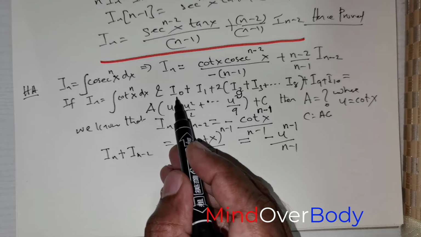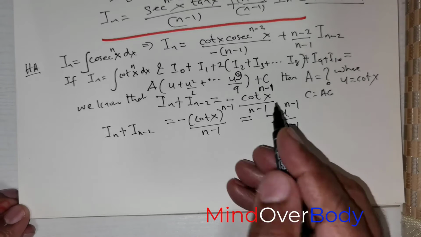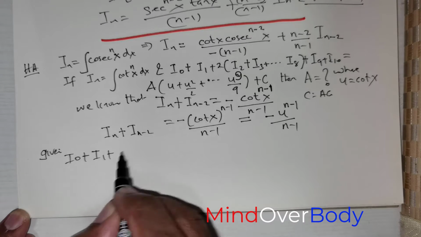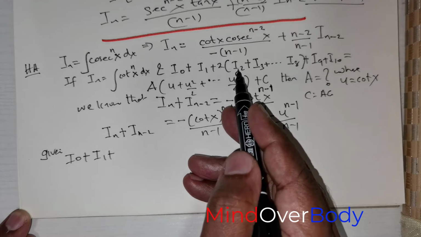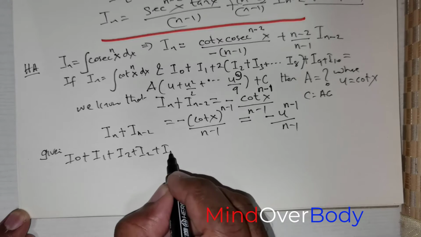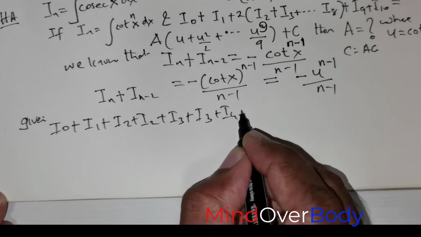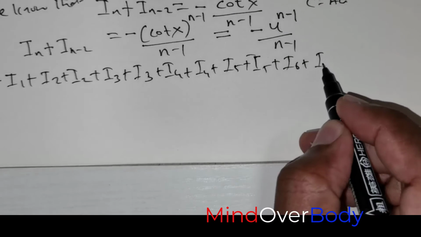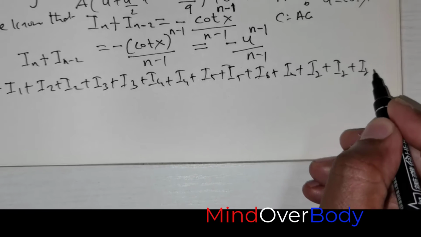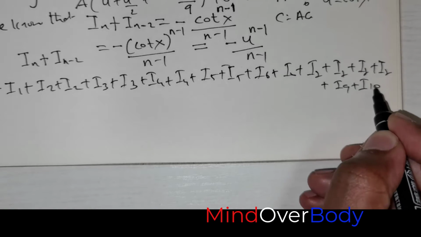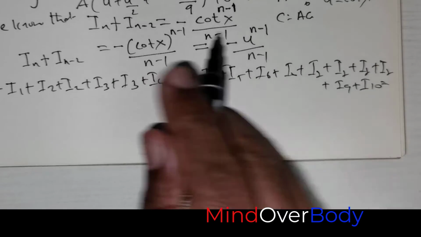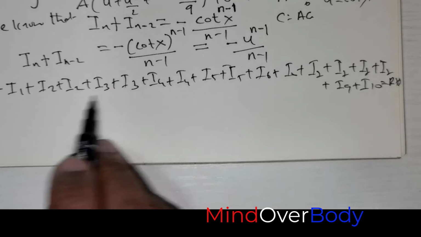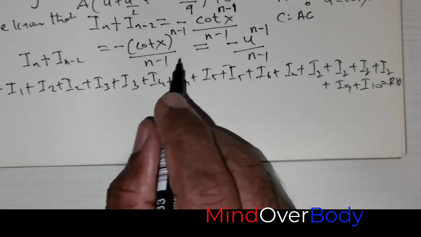Now this is given, I_0 + I_1 + 2 times I_2 and so on. Let me write that down. So given I_0 + I_1 + 2 times I_2, the meaning is I_2 occurs twice. So let me write that: I_2 + I_2 + I_3 occurs twice, I_3 + I_4 + I_4 + I_5 + I_5 + I_6 + I_6 + I_7 + I_7 + I_8 + I_8 + I_9 + I_10 is equal to, of course I am not considering the right hand side, it's understood. Since the space is too limited, I just want to place RHS there.